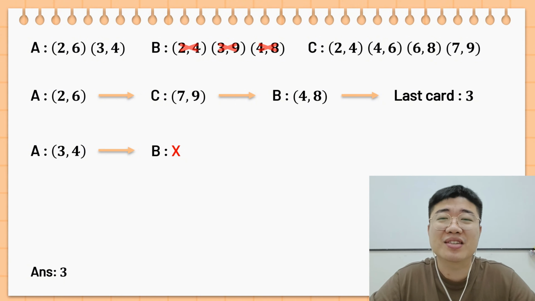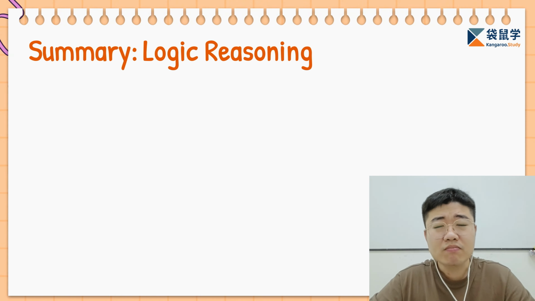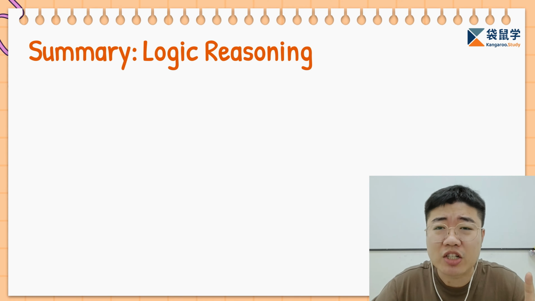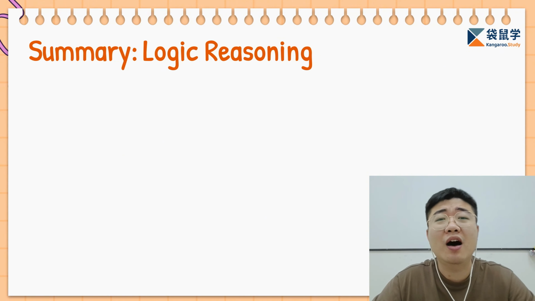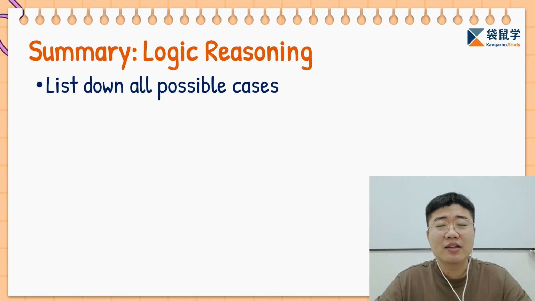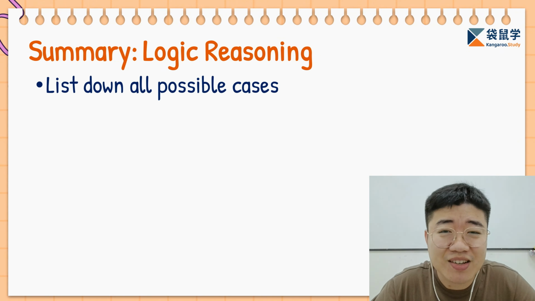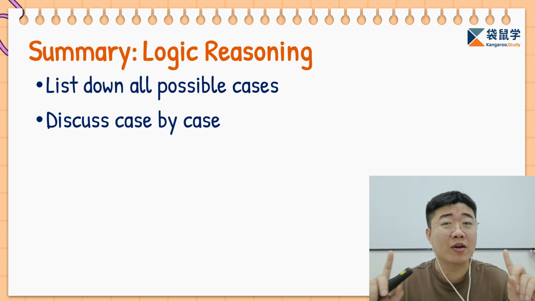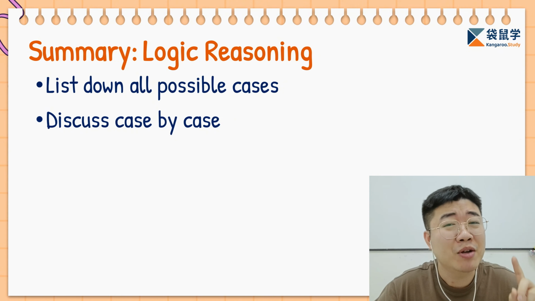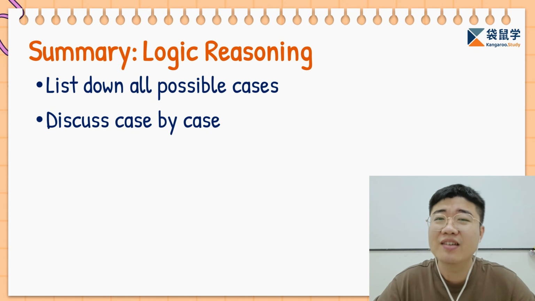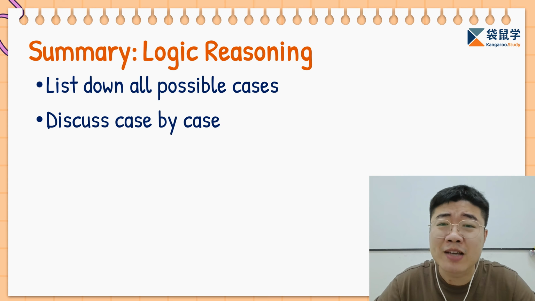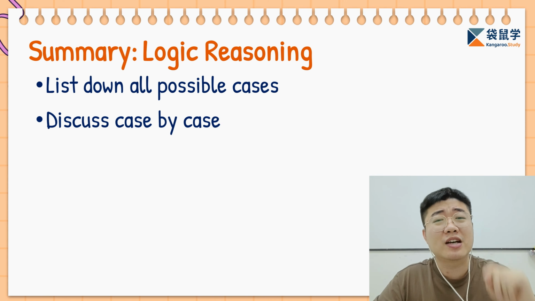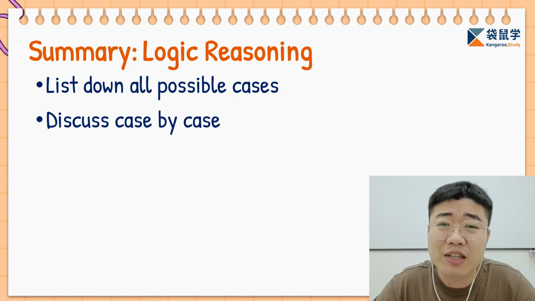Now, let us do a quick summary on this question here. So in this logic reasoning question, because we got so many conditions, we must list down all the possible cases first. After we list down all the possible cases, we will discuss them case by case. This way, we won't miss out any of them, and some of them might just be the correct answer. That's why we do not just do random guess and check, so you must take note of that.